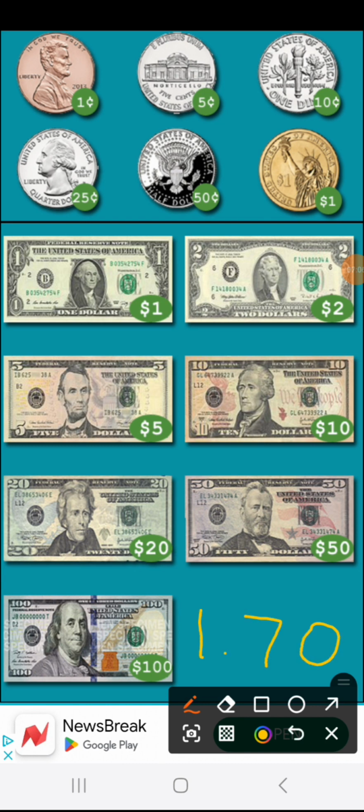$1.70. Good job. Now, what I want you to do is circle the coins that you need. So if you need $1, you're going to put a 1 on top of it. If you need 70 cents, how are you going to make 70 cents? There's infinite ways to get 70 cents. Okay? So how I'm going to make it, I'm going to do one of the 50 cent coins, and then what's 50? How many more do I need to get 70?